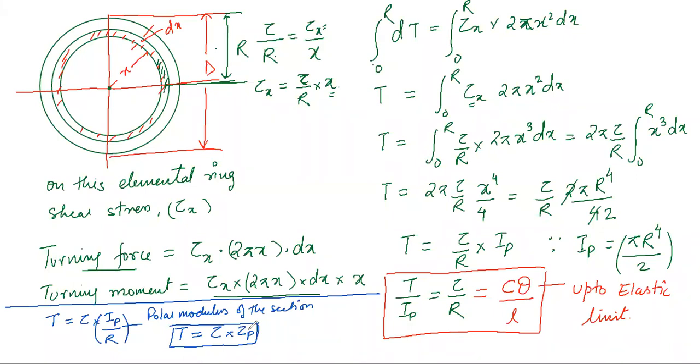ठीक है, so we can say that this is the polar modulus of the section, is the measure of strength of the shaft. We can also define it as a measure of strength of the shaft in torsion, right? Class, is this clear to everyone?